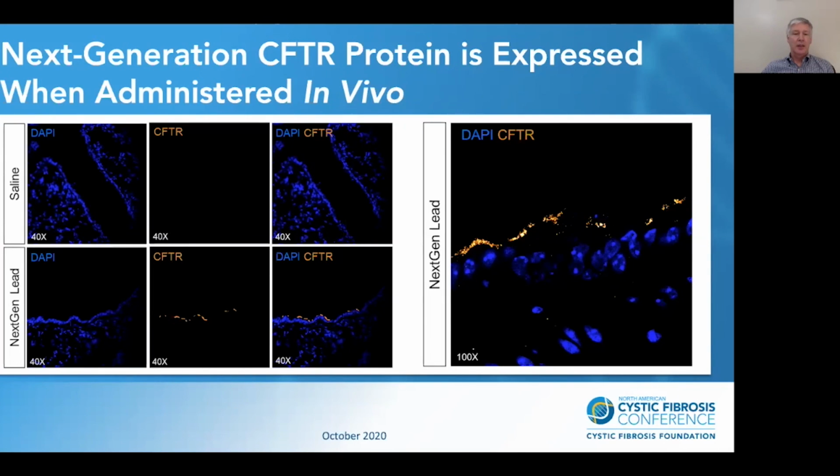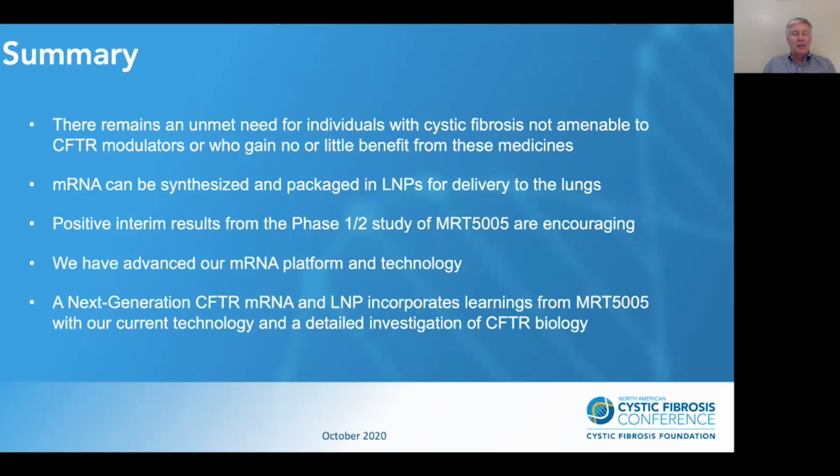So in summary, there remains a significant unmet need for patients with cystic fibrosis who are not available to CFTR modulators or who gain little benefit from those. mRNA can be synthesized, packaged, and actually now is in a clinical study with MRT5005. But beyond that, having advanced our platform, our technology, we now have a next generation molecule that we're bringing forward as we continue to investigate the biology and other properties of CFTR.